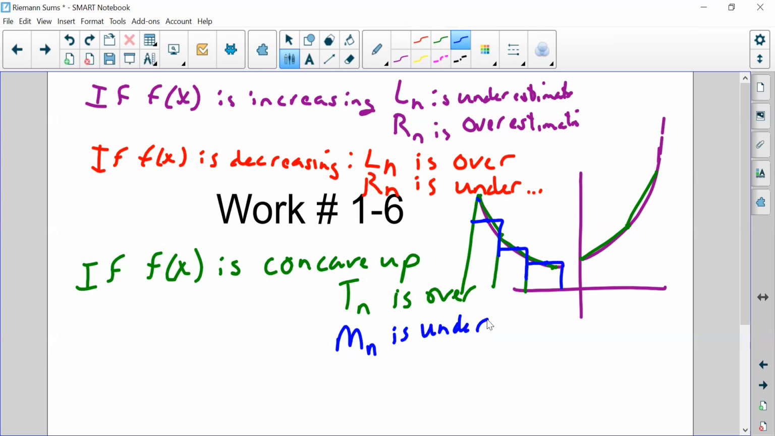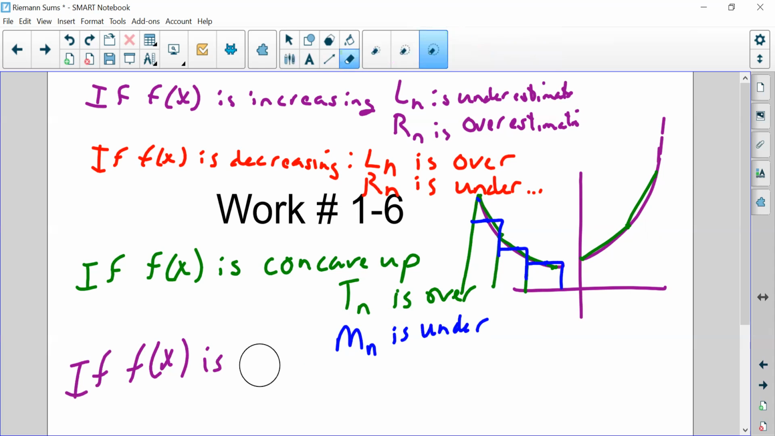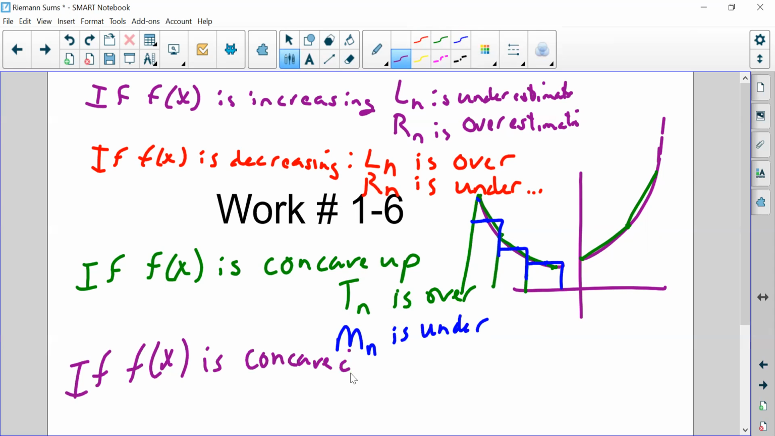So concave up, the trapezoid method is an overestimation. The midpoint method is an under. And then the last one is f of x is concave down. Spell that correctly. It will be the opposite. The trapezoid method is an underestimate, and the midpoint method is an overestimate. That might help you get some of those in order to look at.